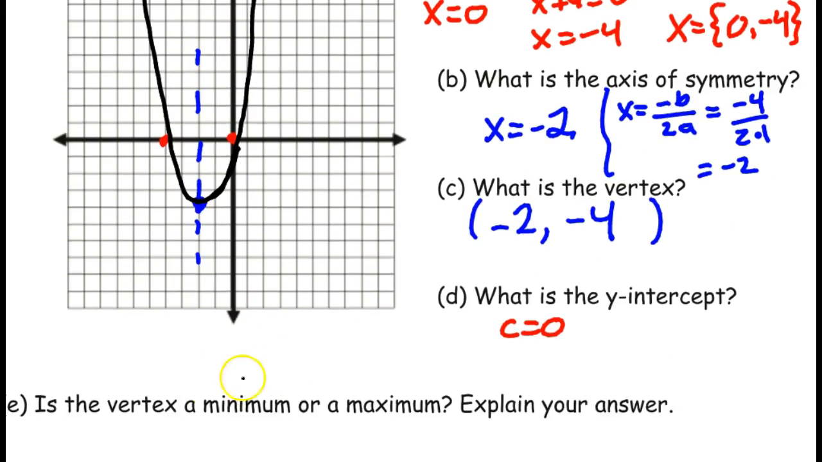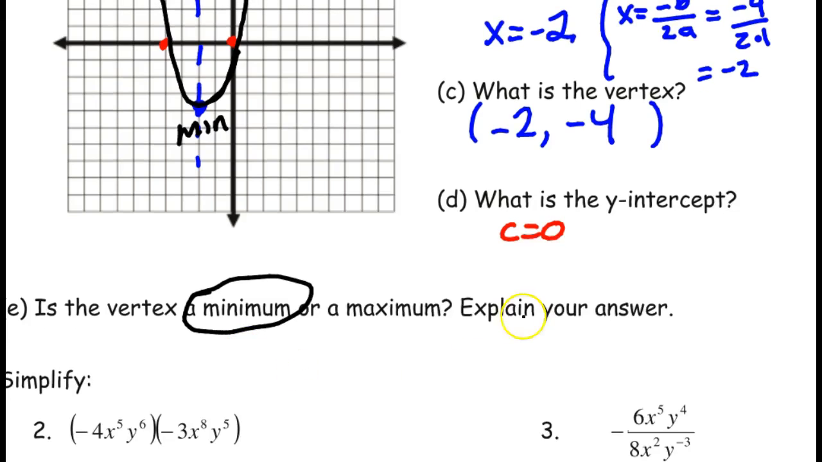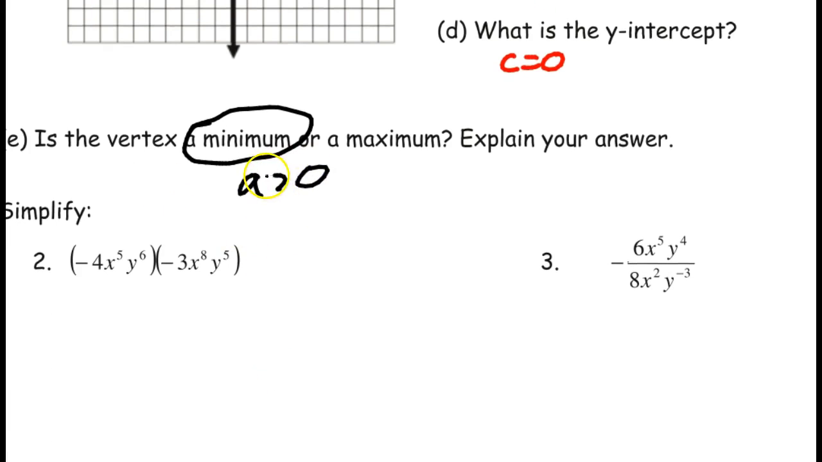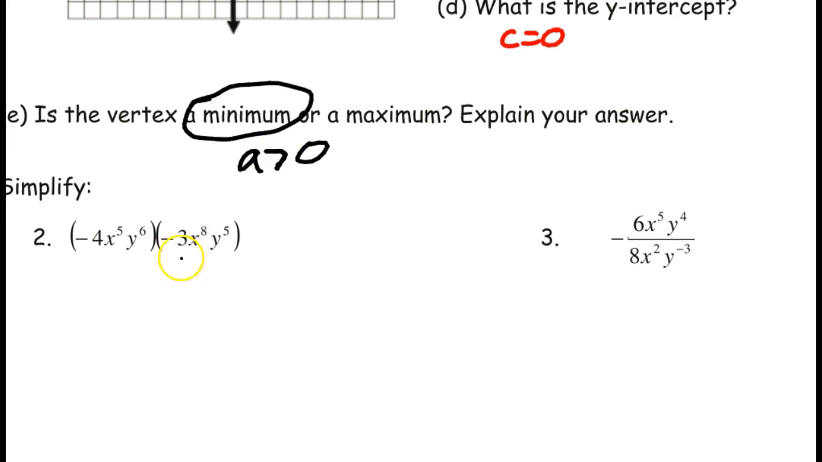Okay? And once again, we got a min, right? Because the graph opens up, the vertex is a minimum. So you can say because a is positive or because the graph opens up. And that's another way of saying positive, right? If it's greater than 0, it's a positive number.